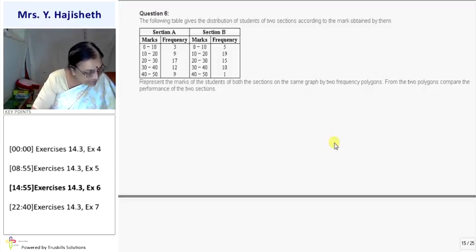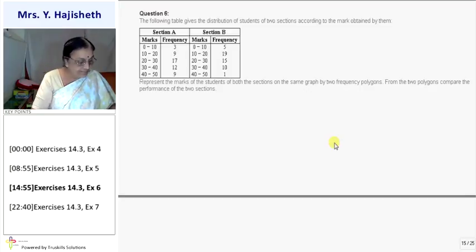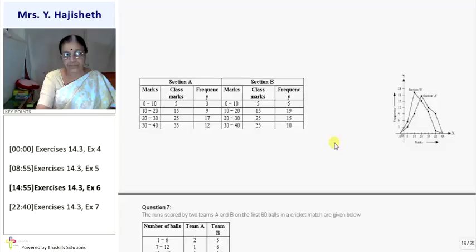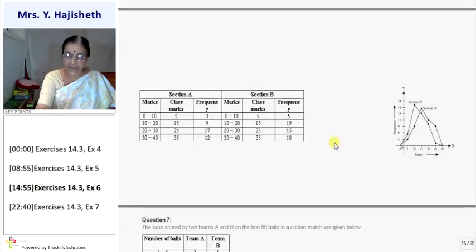Now represent the marks of students of both the sections on the same graph by two frequency polygons. From the two polygons, compare the performance of the two sections. Now see here, they didn't say whether you're going to draw frequency polygons from a histogram or without a histogram. Okay, so here we draw frequency polygons without a histogram. Clear? Data is given here: 0 to 10, 10 to 20. Clear? Section A and section B. Right?